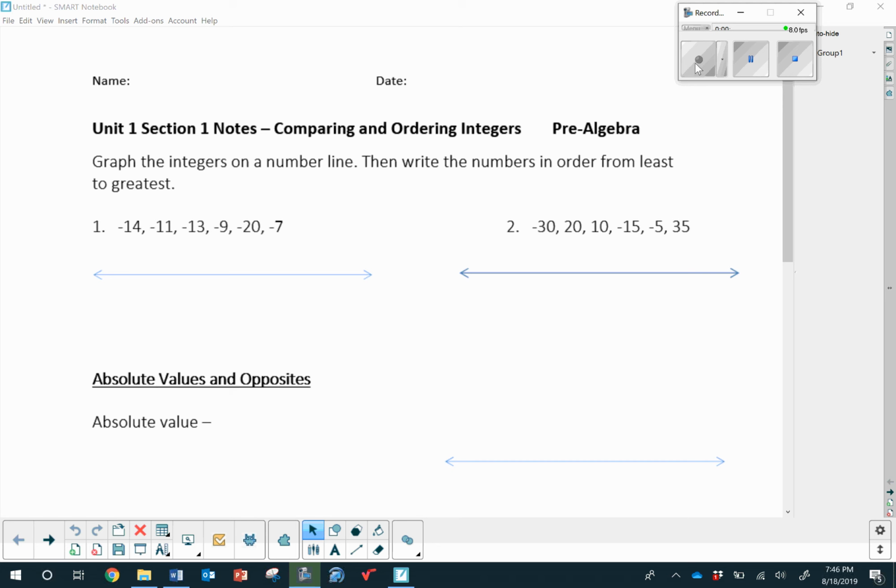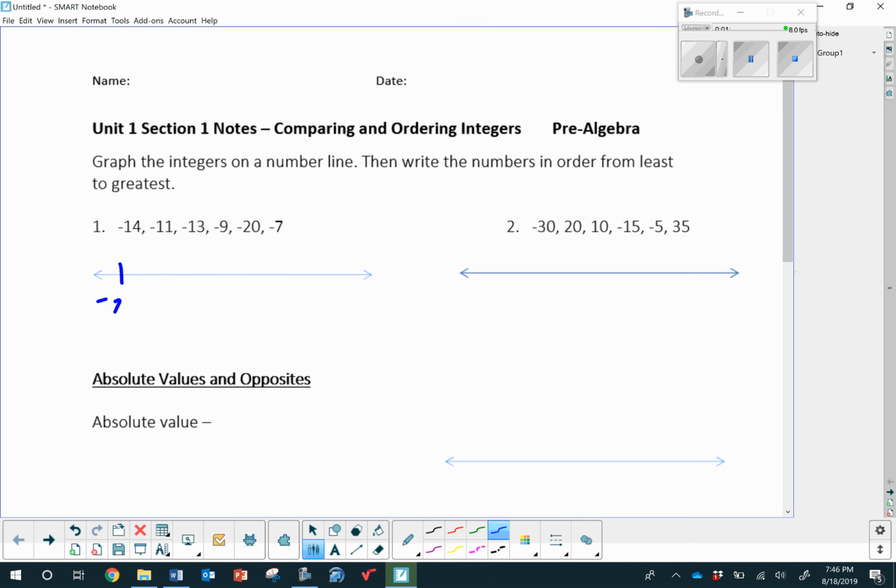Alrighty, so the first section, it says graph the integers on a number line, then write the numbers in order from least to greatest. So here are our number lines for number 1 and number 2. We're going to graph these integers, and these integers are really just whole numbers that are either negative or positive. So in the first example, all of our integers are negative, and if we think about a number line, our greatest integer, negative 20 here, is going to be the furthermost to the left, because it's the furthest from 0. So I'm going to go ahead and plot that there.